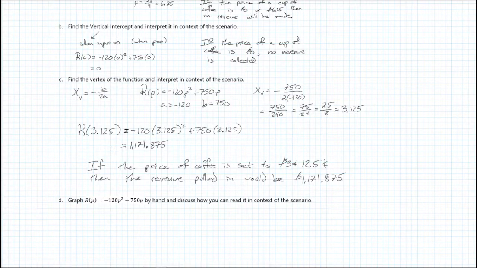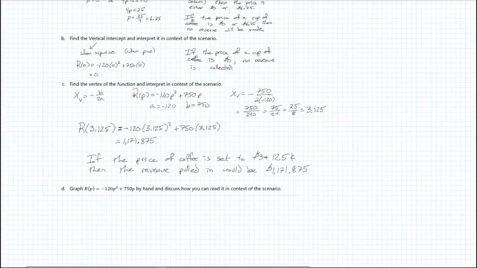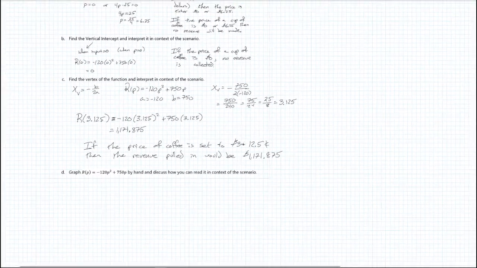So in practice, we would probably set the price to $3.12 or $3.13 to maximize this revenue. But we know in practice, if we're actually running a business, we'll probably just round that down to $3 and still acquire most of that revenue without inconveniencing people with a 12-cent price on top of the $3, which is kind of weird to do. You might bump it up to $3.25 to get that extra quarter. But yeah. All right, let's go ahead and graph this by hand, and we're going to discuss how to read it in context of the scenario.